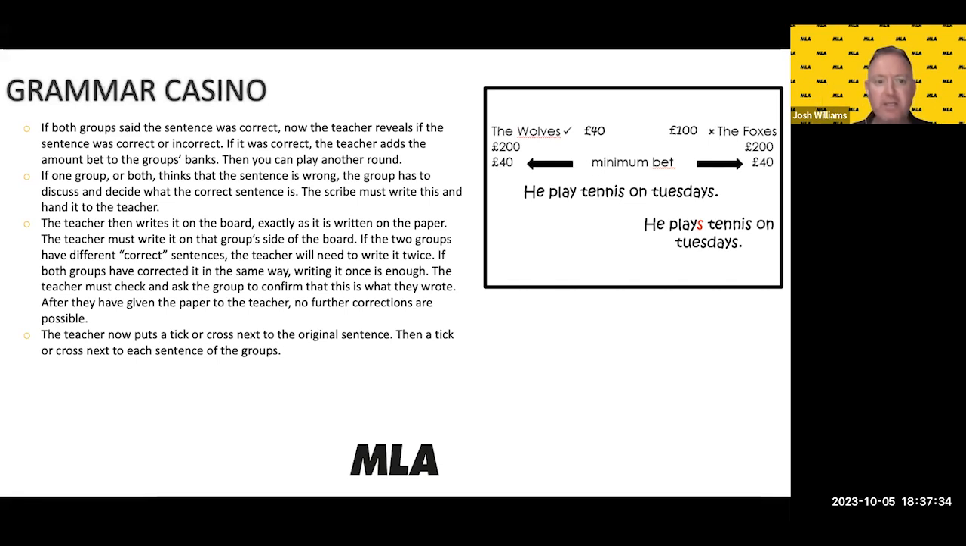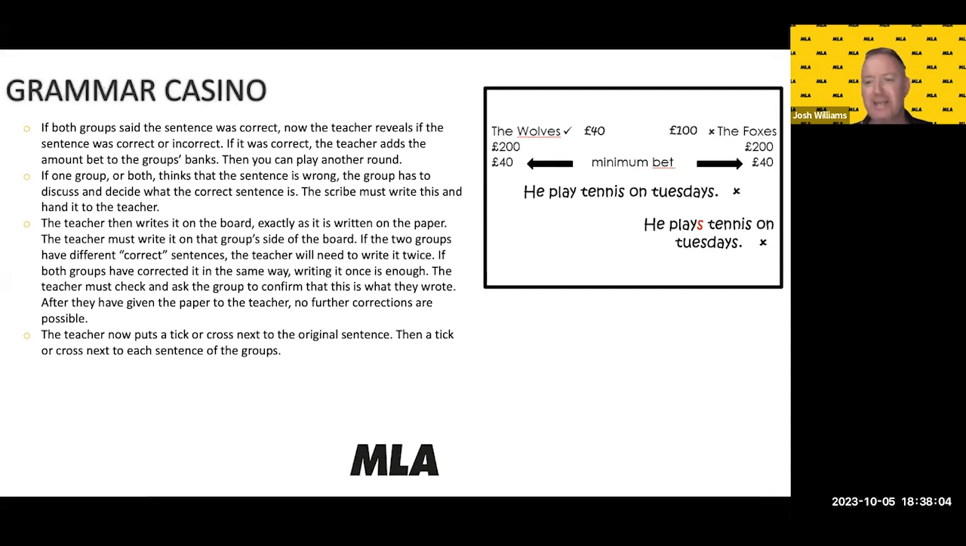Okay, the teacher now puts a tick or cross next to the original sentence. Okay, so in this case, that's incorrect. Okay, so obviously at that stage, the Wolves have lost their money. Okay, so they're down 160. Okay, but the Foxes haven't won yet. Okay, so in this case, now they put a cross next to that. Does anyone know what we've got there? Exactly. Some people have got it there, the incorrect capitalization.